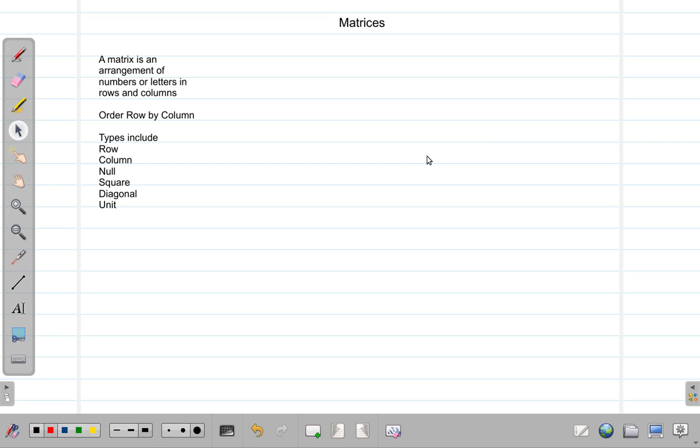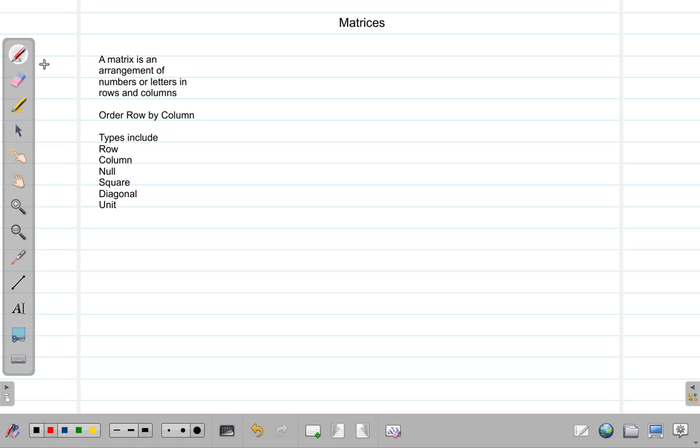Matrices. We want to look at what a matrix is and the various types of matrices. Now, what is a matrix? A matrix is an arrangement of numbers or letters in rows or columns. Now, let's look at one way that you might have a matrix being formed.